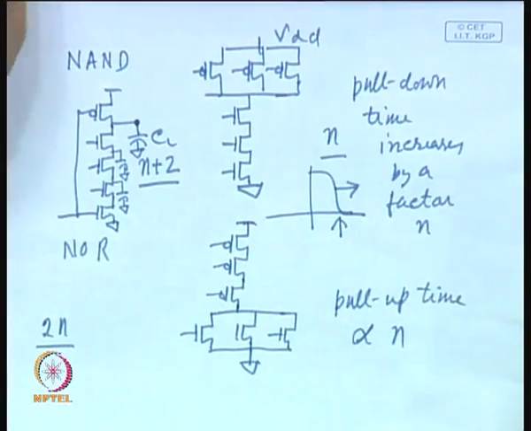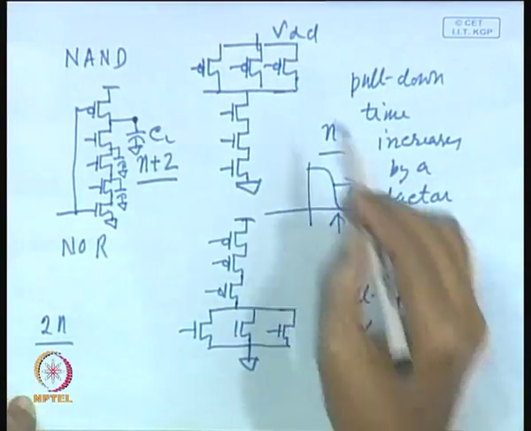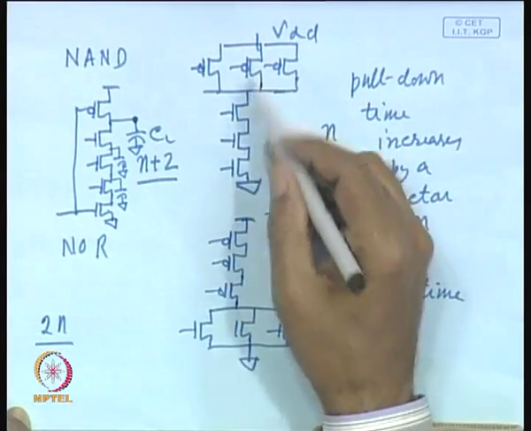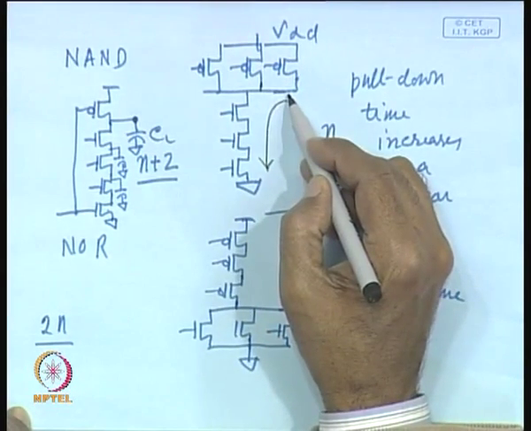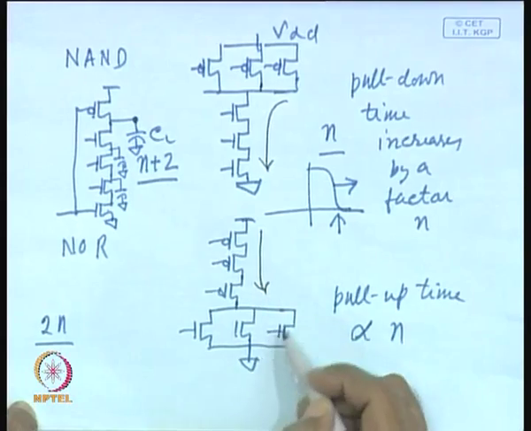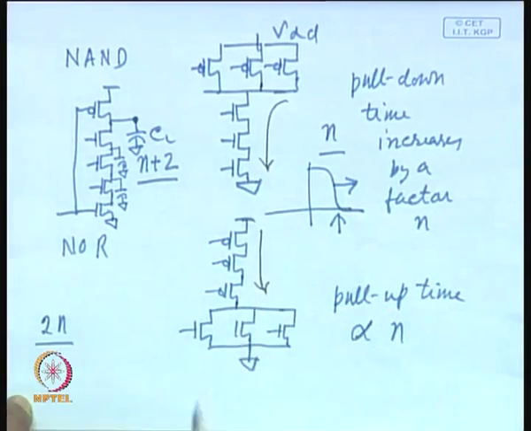Super buffer, as you know, main function is to drive large capacitive load. Now, when you are driving by using standard gates like NAND and NOR, for example, let me use this diagram again. Whenever you are using NAND gate or NOR gate, we find that it is asymmetric in nature. Why? Because here the pull down time is longer than pull up time, and here pull up time is longer than pull down time. So, this asymmetry is removed in super buffers.